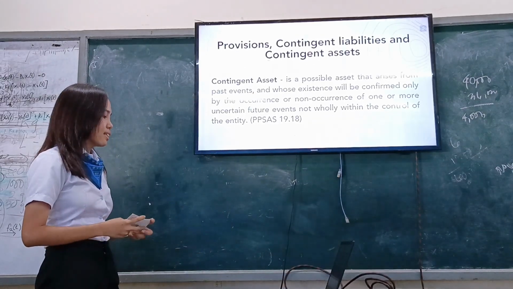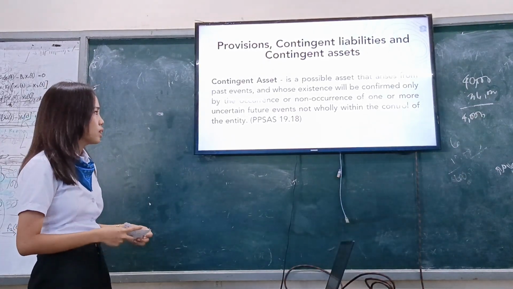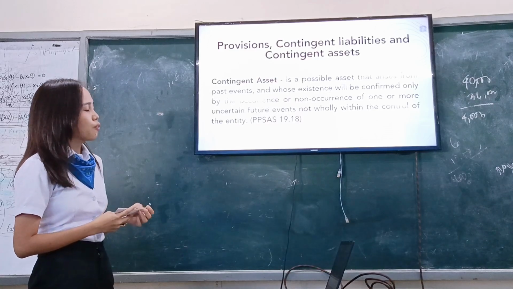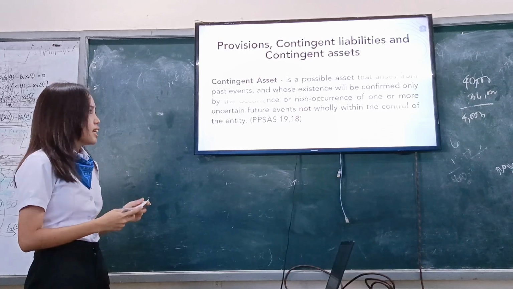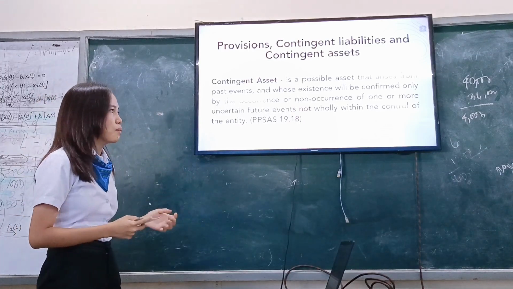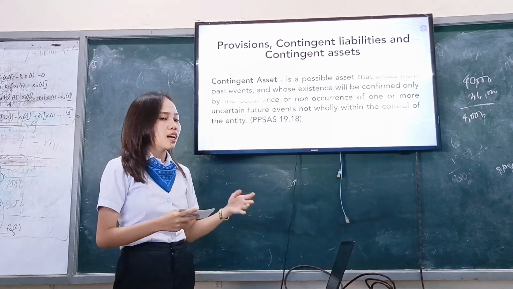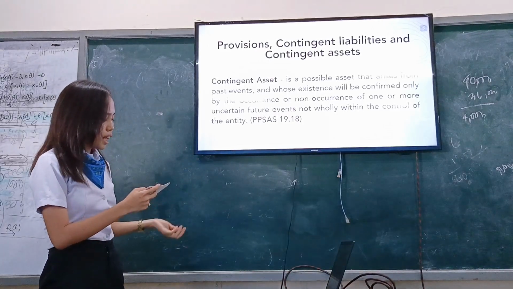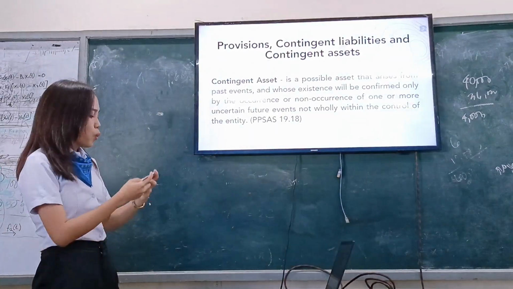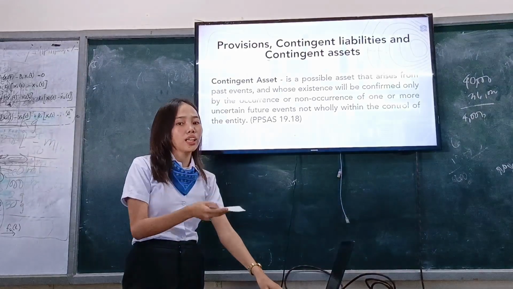Next is a contingent asset. So it is a possible asset that arises from past events and whose existence will only be confirmed by the occurrence or non-occurrence of one or more uncertain future events not wholly within the control of an entity. It is the same as a contingent liability, but the difference is that a contingent asset is a possible future benefit they could receive. So it is a potential future gain that can only be recognized when the uncertainty is resolved, like when they have won the case.